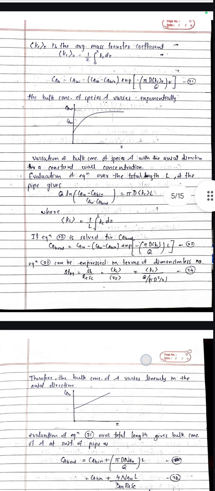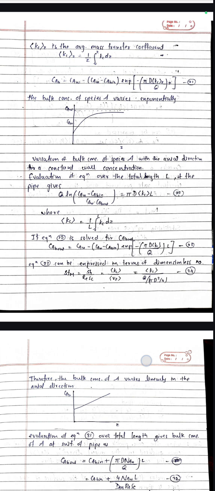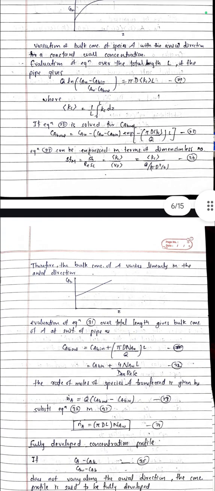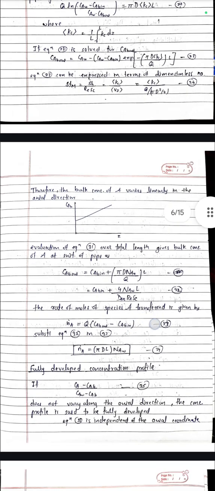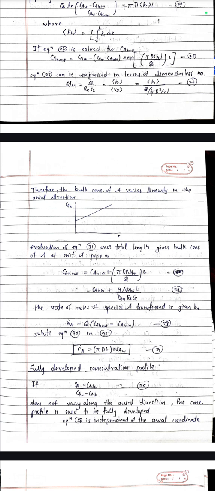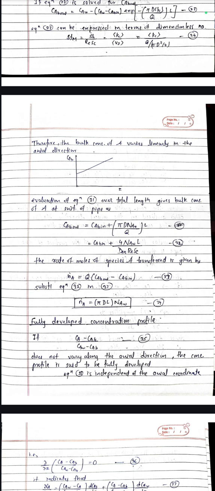This equation can be expressed in terms of a dimensionless number, where the Stanton number for mass transfer is equal to Sh by Re into Sc, is equal to Kc by Vz, is equal to Kc by Q by pi d square by 4. Therefore, the bulk concentration of A varies linearly in the axial direction. This is the required profile diagram. Evaluation of equation 31 over the total length gives the bulk concentration of A at exit of pipe as CAB out is equal to CAB in plus pi d NAW by Q into L, which is CAB in plus 4 NaWL by dAB Re into Sc.